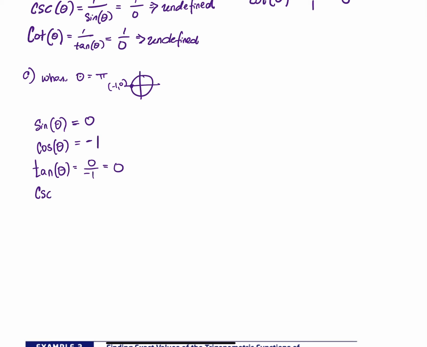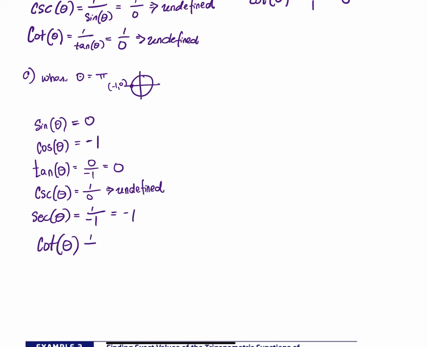The cosecant is 1 over the sine. The sine is 0, so this will be undefined. The secant is 1 over the cosine, so 1 over -1, so that will equal -1. And then the cotangent, 1 over the tangent, or the reciprocal of the tangent, so if tangent is 0 over -1, this would be -1 over 0, so that's also undefined.